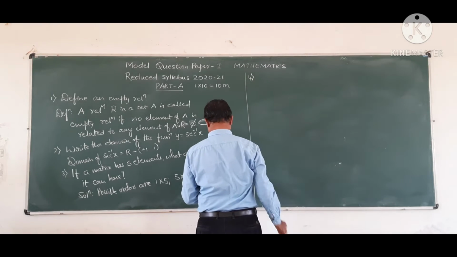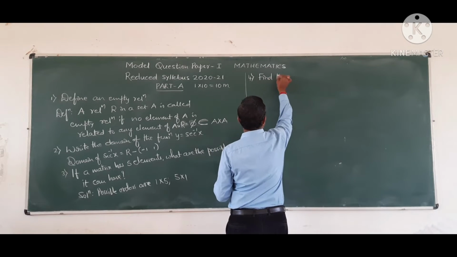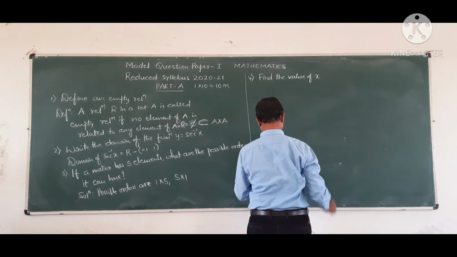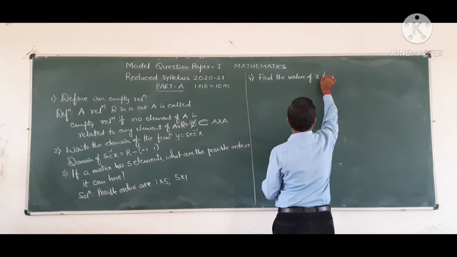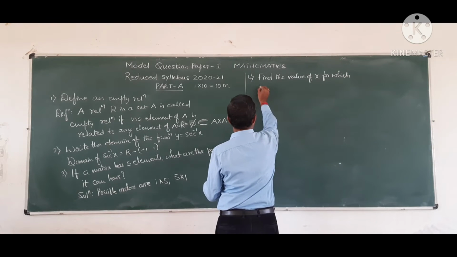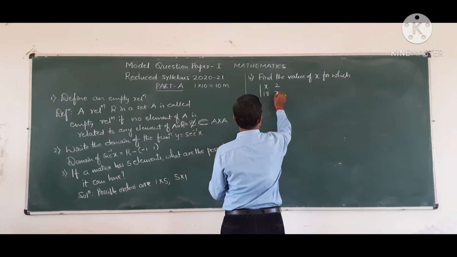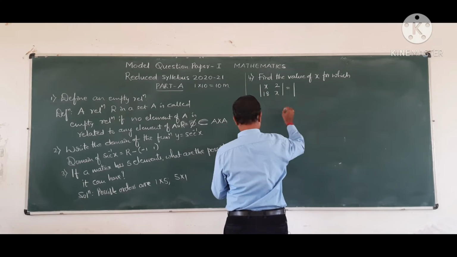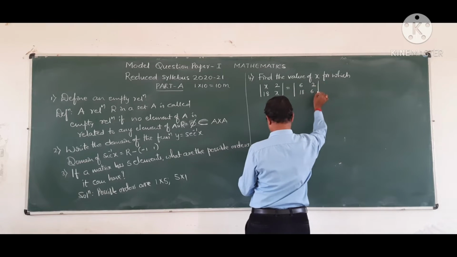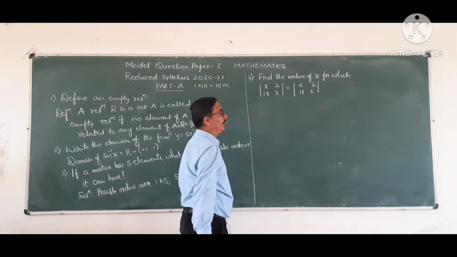Okay. Fourth question, find the value of x for which the determinant with first row x, 2 and second row 18, x is equal to the determinant with first row 6, 2 and second row 18, 6. Find the value of x.